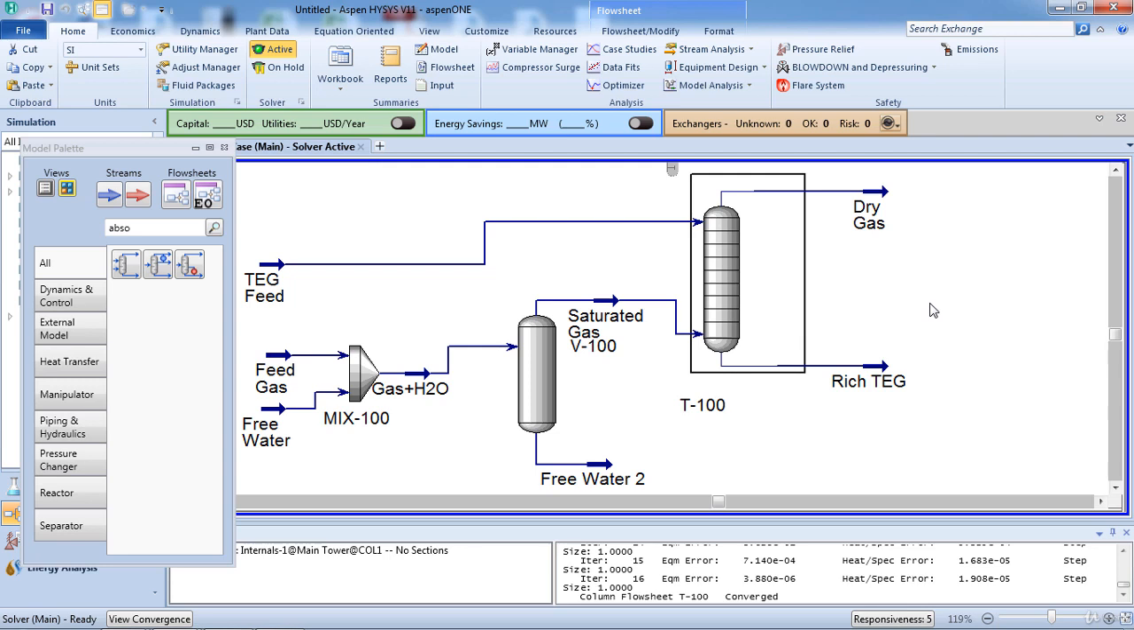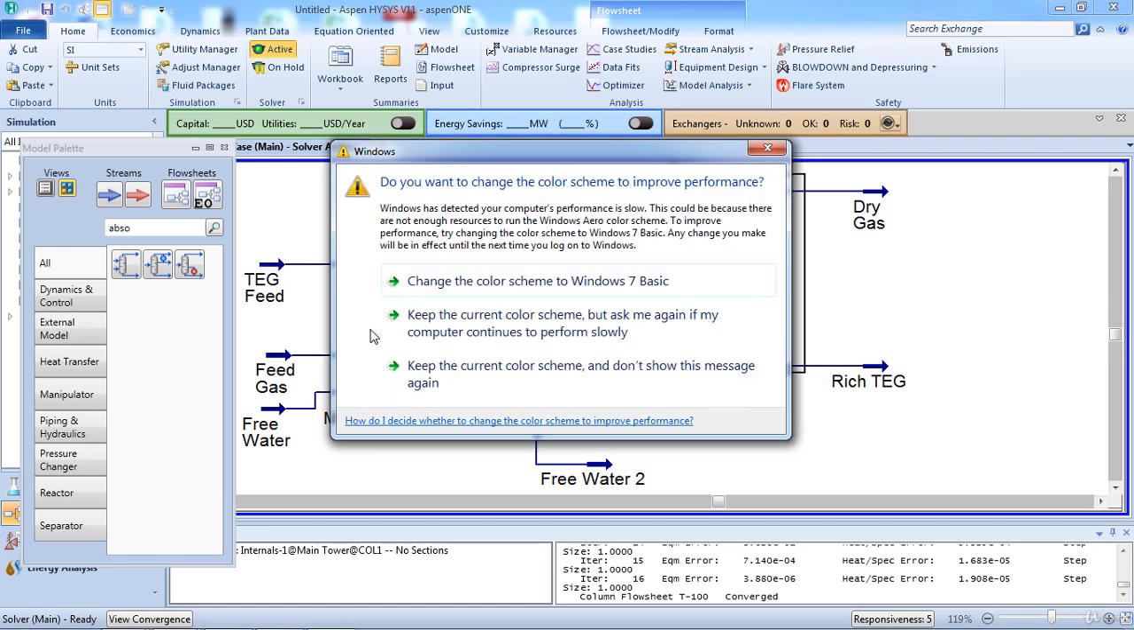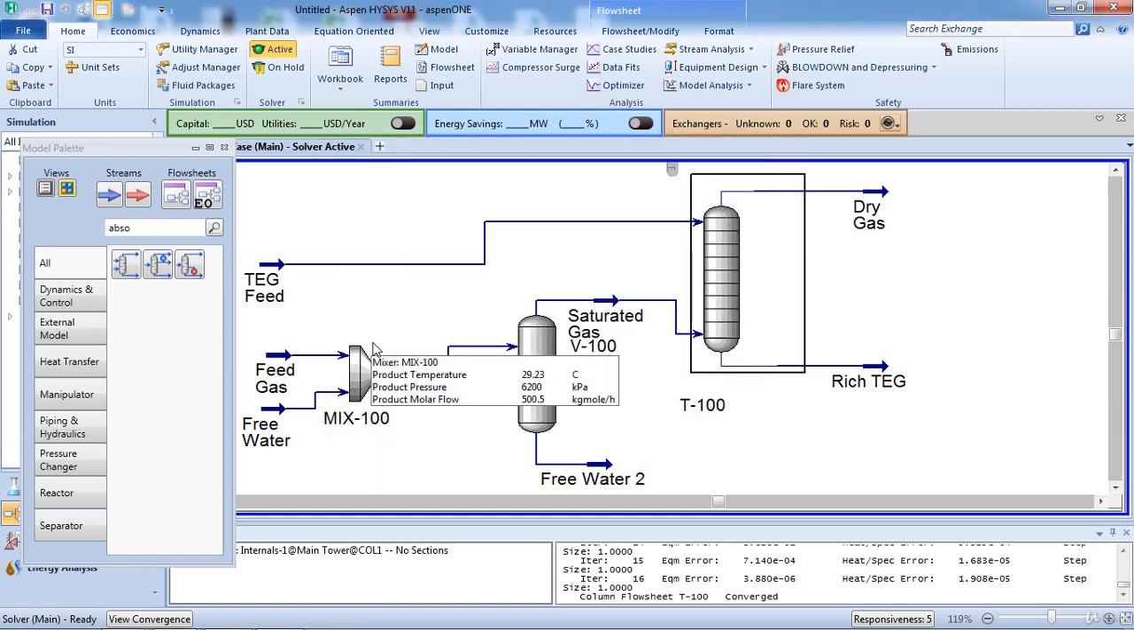But wait, it's not that easy, because the main challenge with the absorption columns is the regeneration cycle, either for dehydration, sweetening, or carbon dioxide removal. We need to remove the water from this rich triethylene glycol, to be reused again here. And this is not an easy process. As we said before, we will reverse the operating conditions, so do not forget, we will decrease the pressure and increase the temperature. First, please save your case.